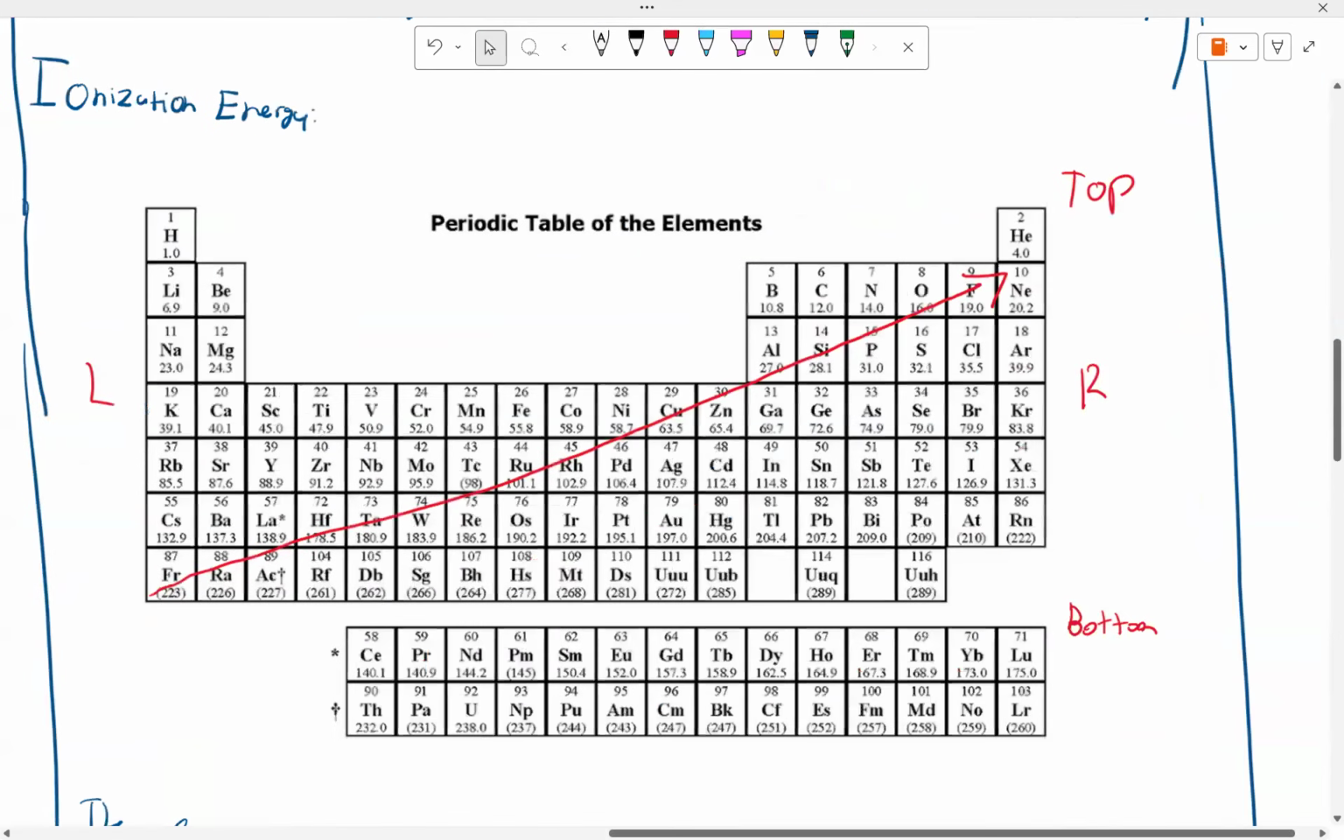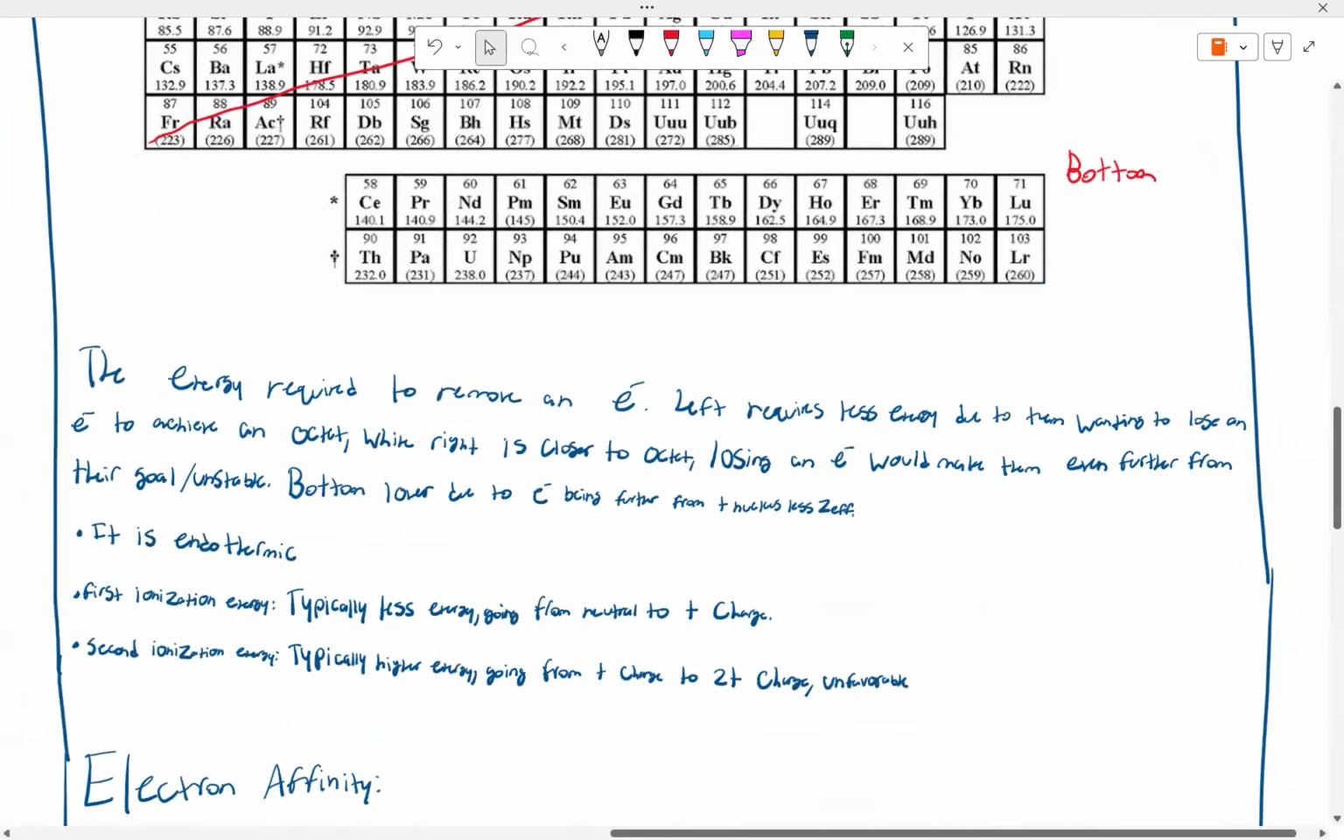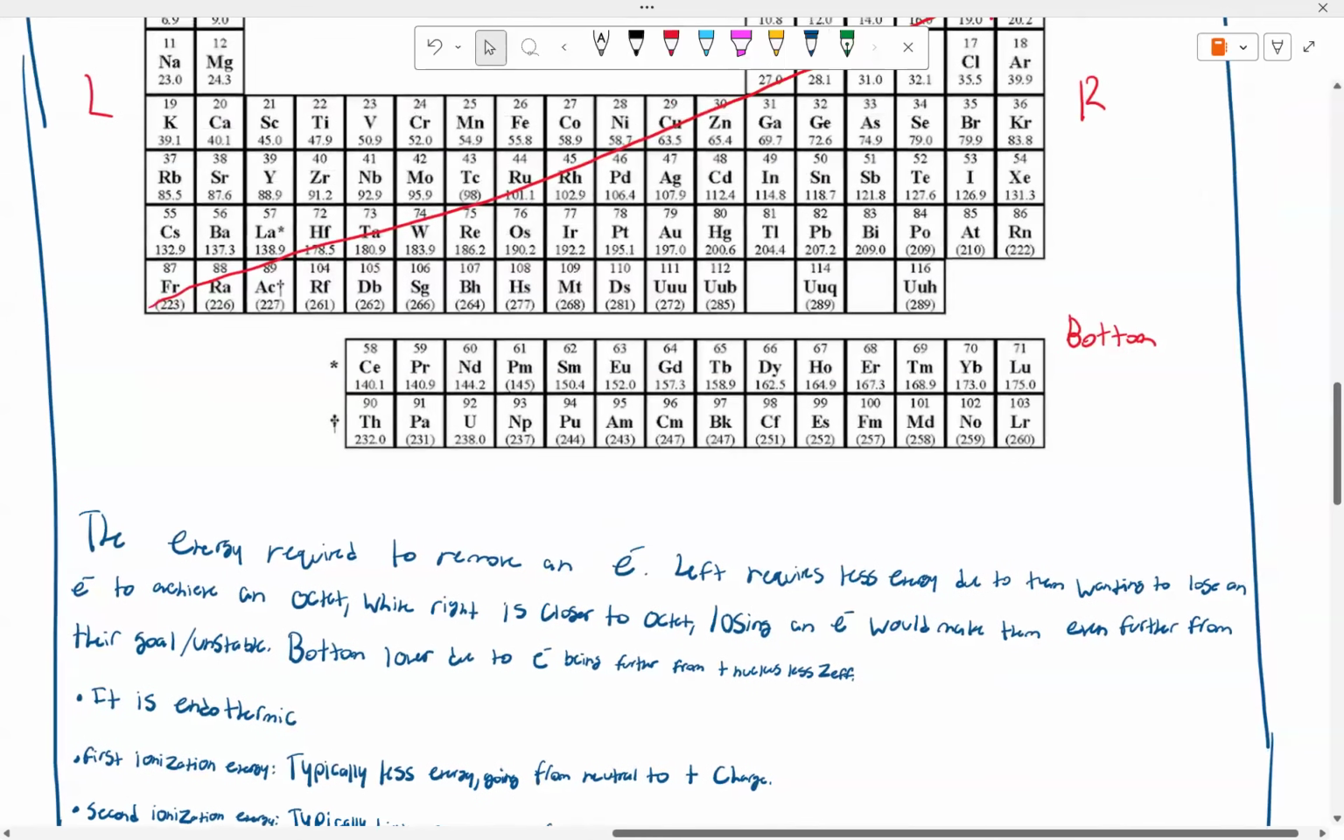Ionization energy. This is essentially the energy required to remove an electron. So the more favorable it is to remove an electron, the lower the energy required. The lower the ionization energy, the easier. The higher it is, the more stable it is. It doesn't want to leave. I guess the electron doesn't want to leave, so that means it's close to achieving its octet, so it has like 7 electrons, whereas if it has a low ionization energy, it has 1 electron.